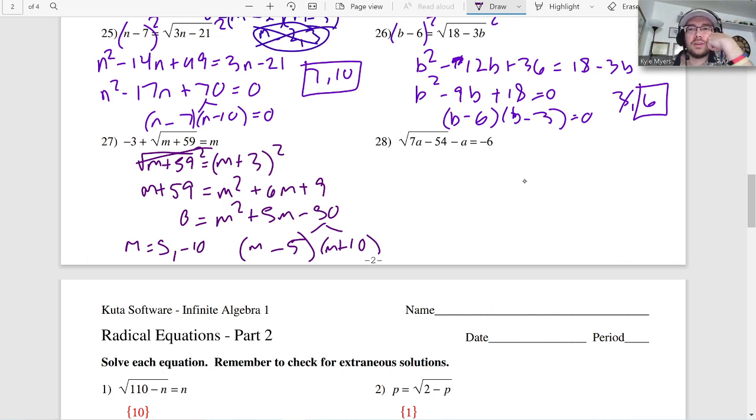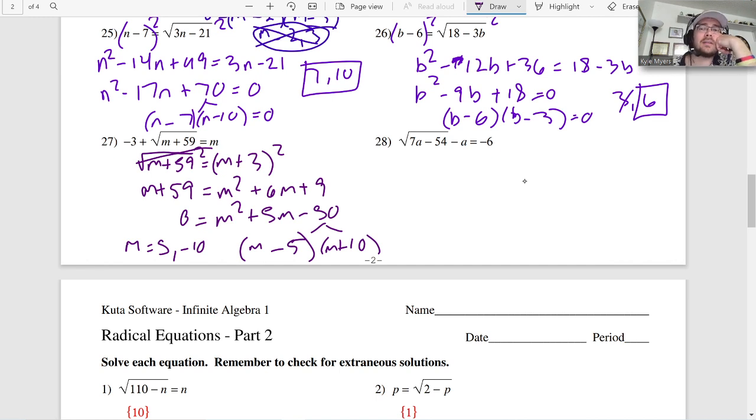Okay. So let's see, 5. 5 plus 59. That's 64. Square root of 64 is 8. 8 minus 3 is 5. That works. Negative 10. Okay, negative 10 plus 59 is 49. Square root of 49 is 7. 7 minus 3 is 4.